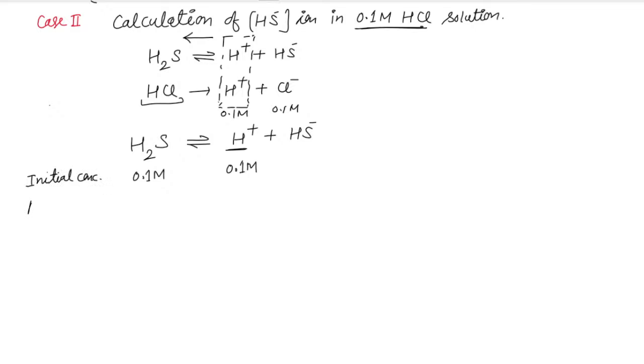Now at equilibrium, it is 0.1 plus X. Sorry, H2S is 0.1 minus X. So it becomes 0.1 plus X, and it becomes X.